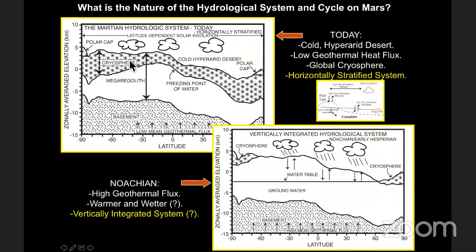Everything up here in the upper few kilometers shown here is frozen, and it probably contains water cement. It's probably water and ice cemented. So it is indeed a global cryosphere. This is a horizontally stratified hydrological system.